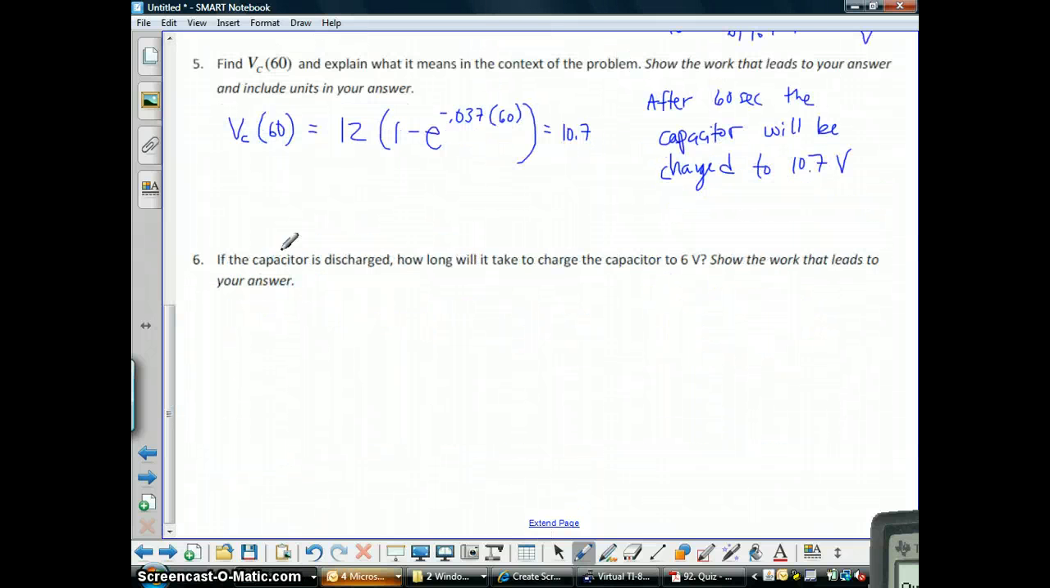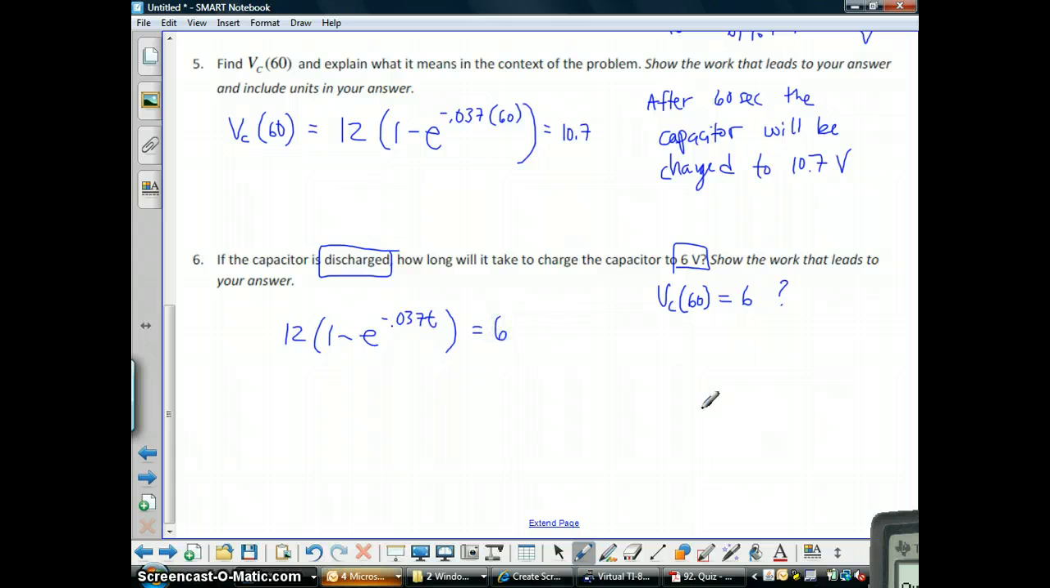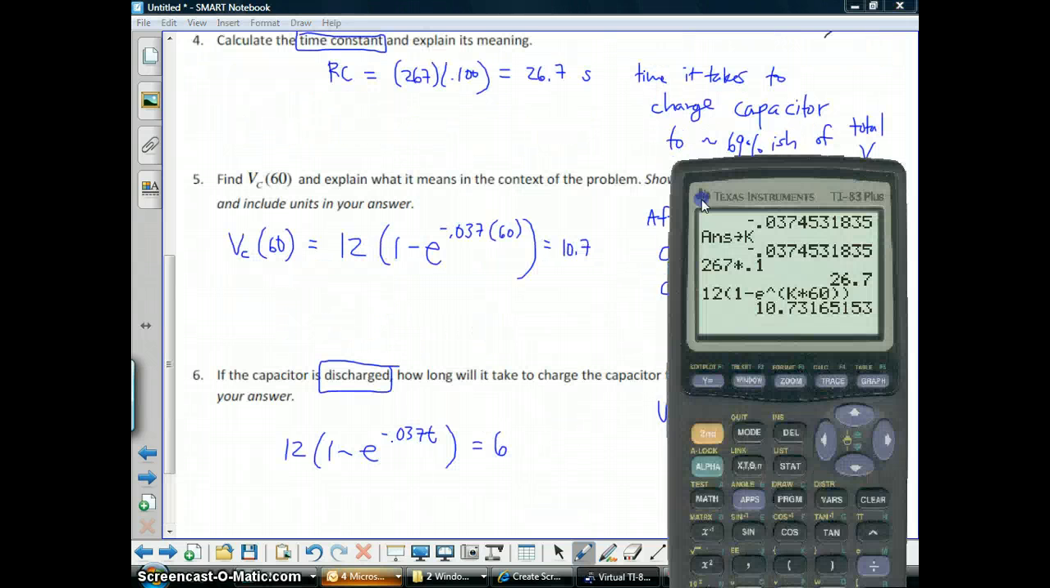Then the last one, if you discharge the capacitor, how long will it take to charge the capacitor to 6 volts? So it's the same thing, I just wanted you to understand that it starts off charged at 0. So you're basically asking when does VC of t equal 6? That's the question. So you set 12 times all this to the t, which you don't know, set it equal to 6, and solve.